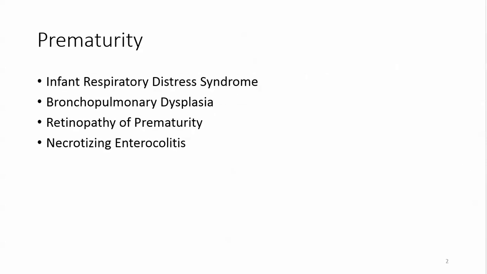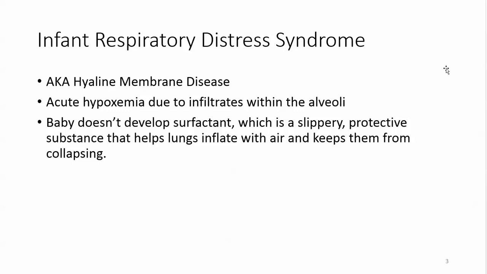All right, so this is what we're going to talk about in the prematurity. Now, the first one is infant respiratory distress syndrome. This is very uncommon in full-term infants that go to 40 weeks. This is also known as hyaline membrane disease. It's acute hypoxemia due to infiltrates within the alveoli. Okay, so there's something in the alveoli and it's causing hypoxemia or low oxygen.